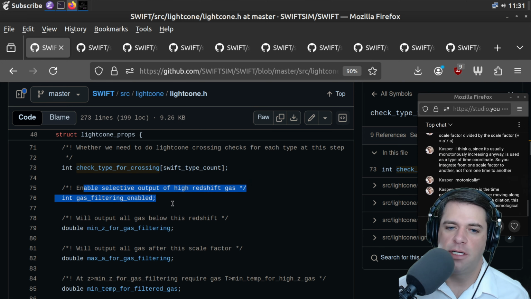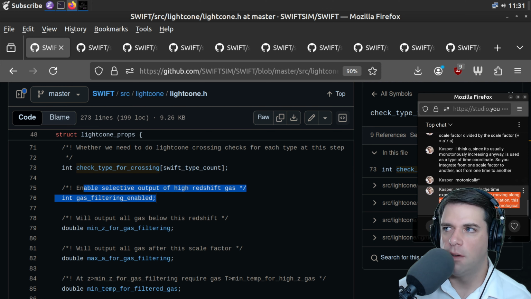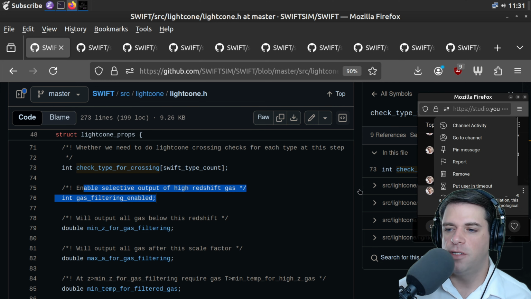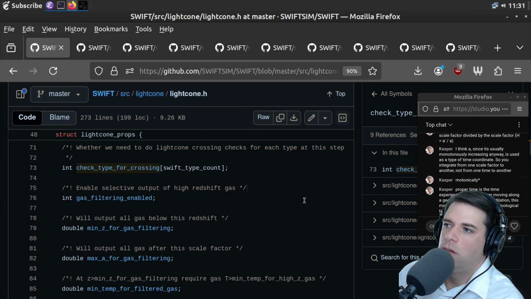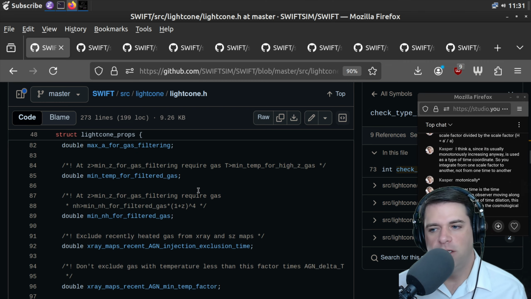Okay, so we can enable selective output of high redshift gas. Proper time is the time experienced by an observer moving along a geodesic. Because of time delay, this might be different from the cosmological time. Okay, got it. That makes sense. Thank you, Casper.